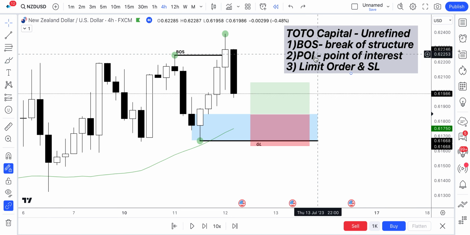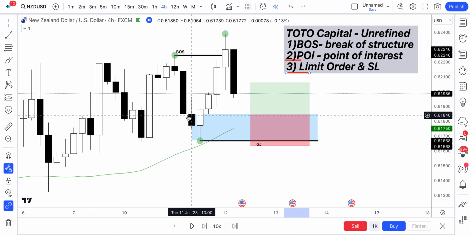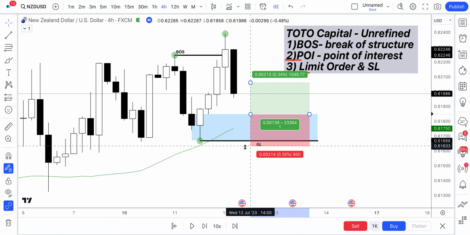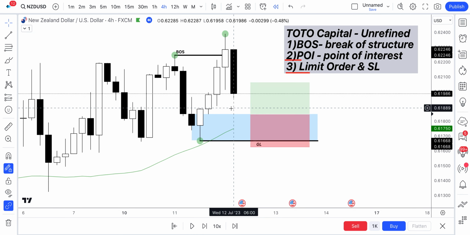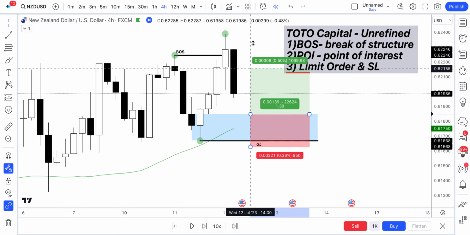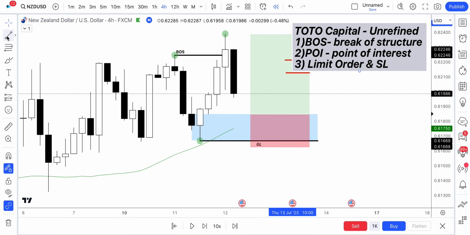Okay, in terms of number 3, a limit order, we set a limit order on the order block at the open of the candle with a stop loss below the guarded low. Okay, so in this trade that I took today, I had a 22 pip stop loss. Okay, and the target, first TP, was up to the high here.